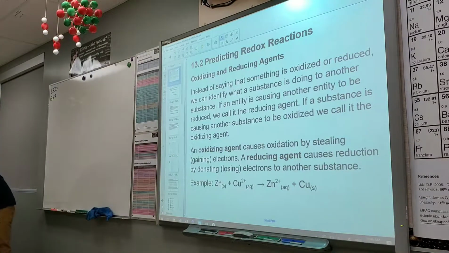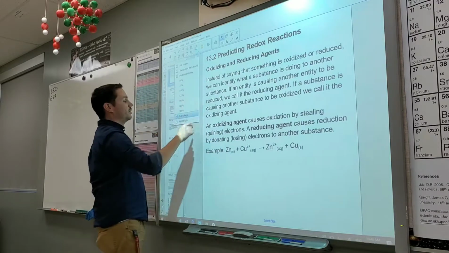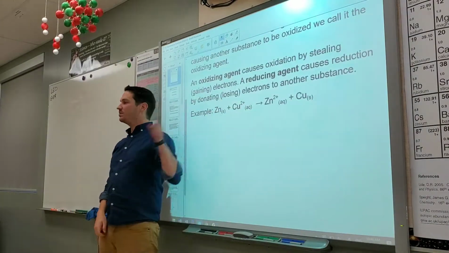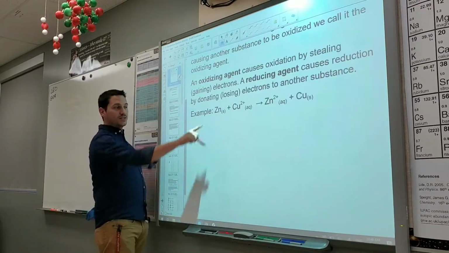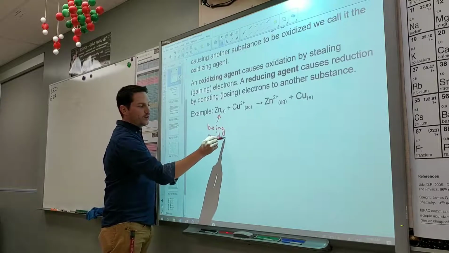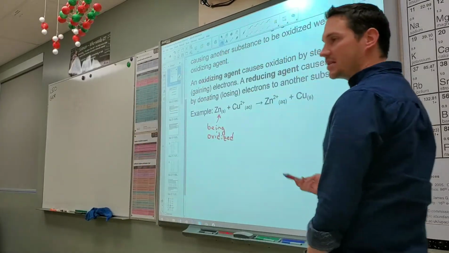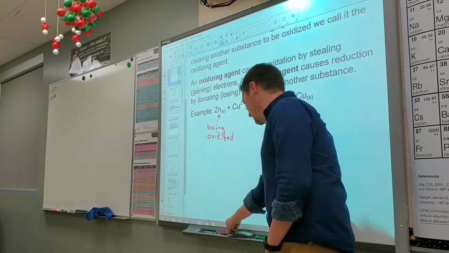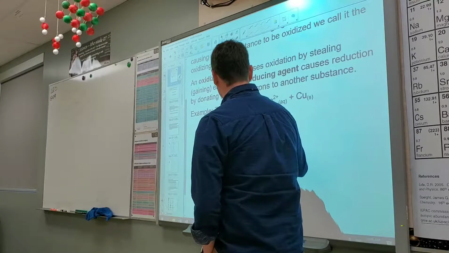We'll just talk about this reaction here. The reaction at the bottom: what's being oxidized and what's being reduced? Zinc is being oxidized. How do you know? It's losing electrons because it's becoming more positive. If its oxidation number is increasing, that's being oxidized. If its oxidation number is decreased, then it's being reduced. So that means the copper 2+ ions are being reduced.